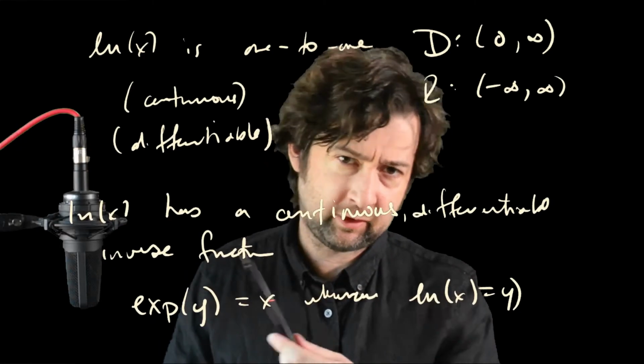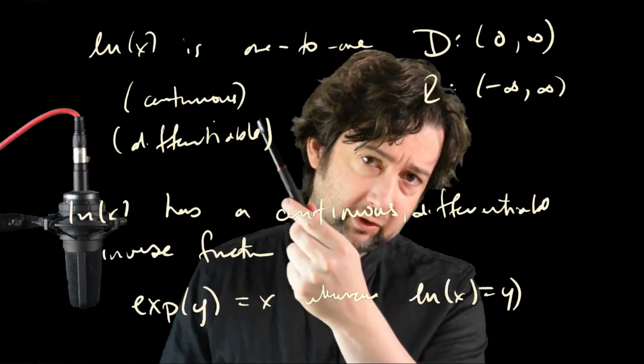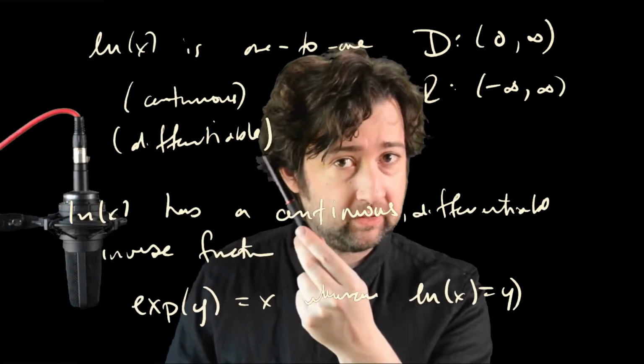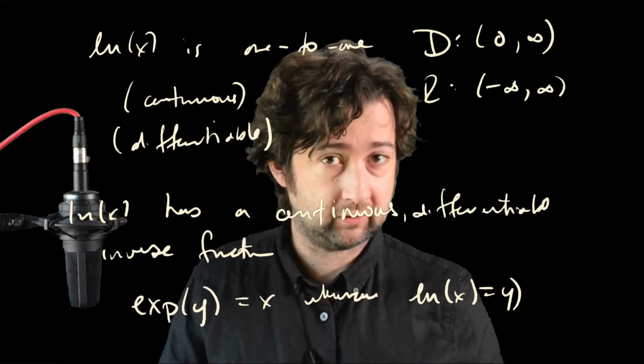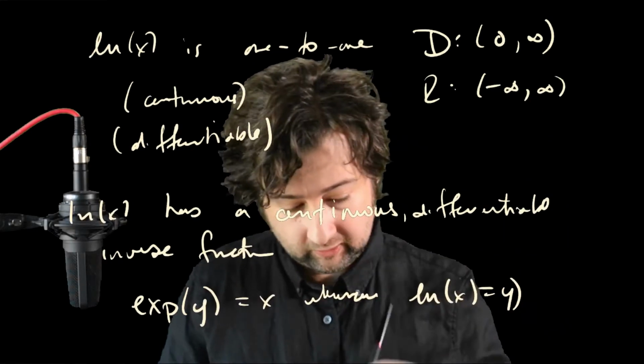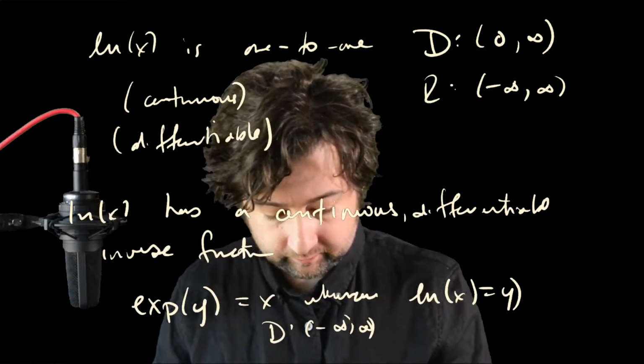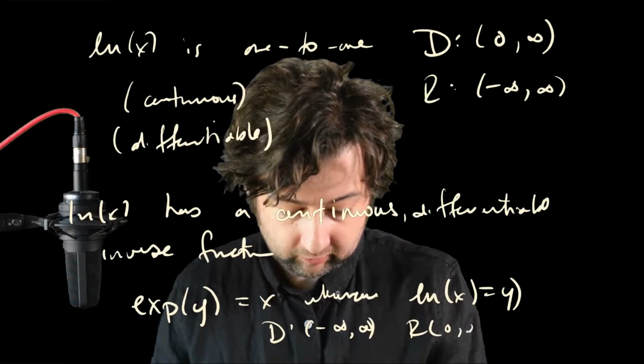And better than that, I know that whatever this is, the inverse of the natural log, must also be a continuous function because log was continuous, and it must also be differentiable because the log was differentiable. And remember that the domain and the range of the inverse are switched. So this thing has domain minus infinity to infinity and range 0 to infinity.